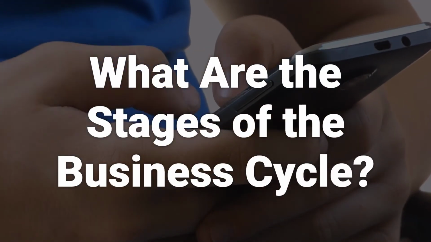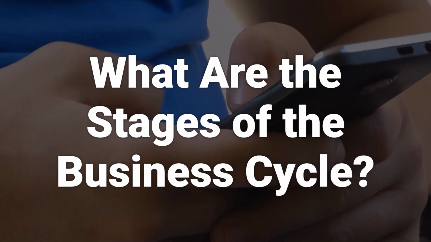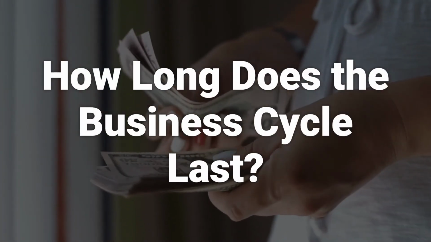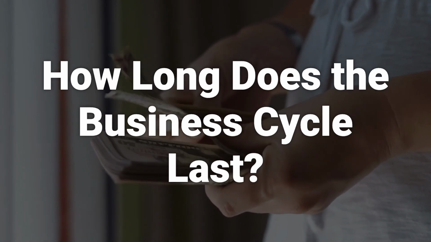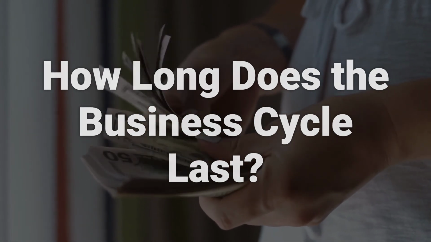In general, the business cycle consists of 4 distinct phases: expansion, peak, contraction, and trough. According to U.S. government research, the business cycle in America takes, on average, around 5.5 years since World War II.